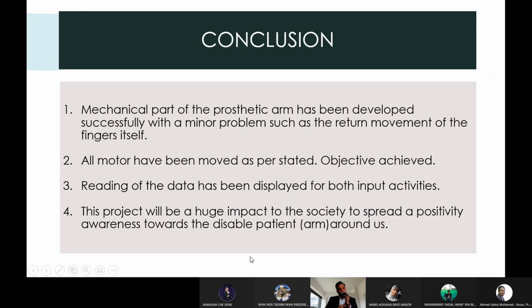For the conclusion, the mechanical part of the prosthetic arm has been developed successfully with a minor problem, such as the return movement of the finger itself. The second one is all motors have moved as stated, objective achieved. The third one is the reading of the data has been displayed for both input activities, which are the muscle sensor and the force sensitive resistance sensor.